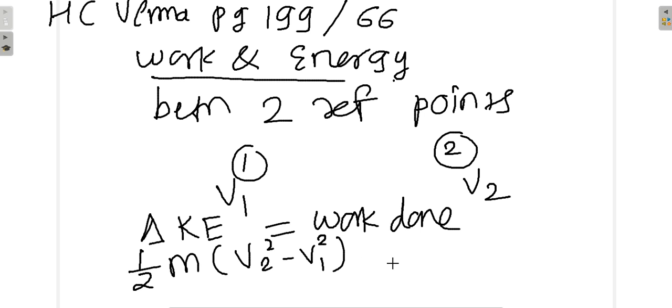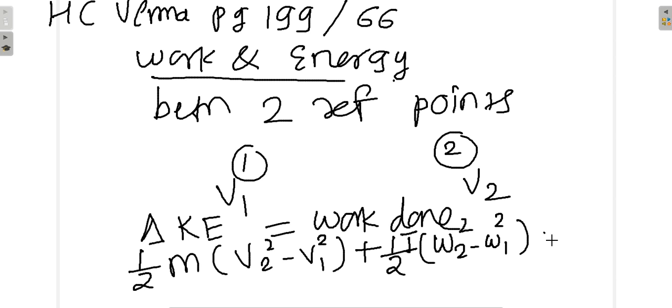In addition to this, suppose there is some rotational motion involved, then the change in the kinetic energy due to rotational motion will also have to be considered. Half I into omega 2 square minus omega 1 square is equal to work done.